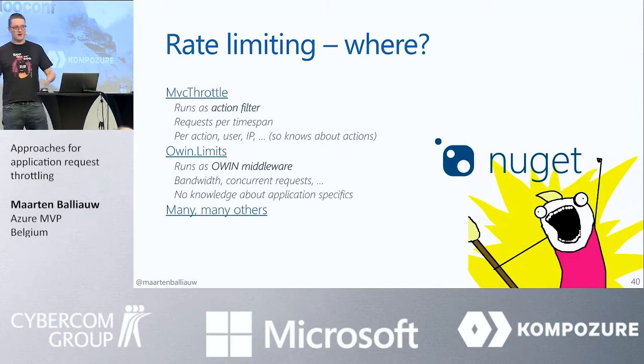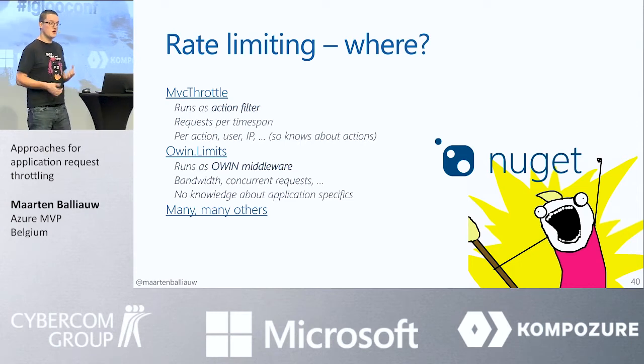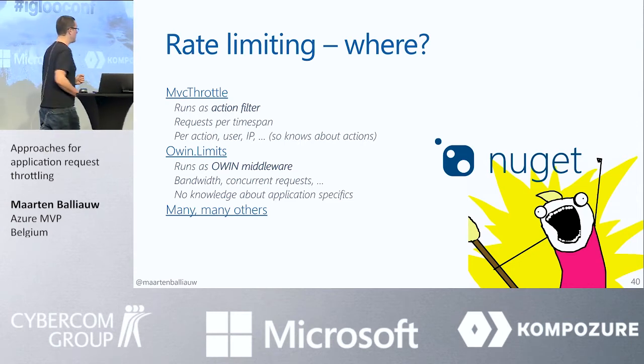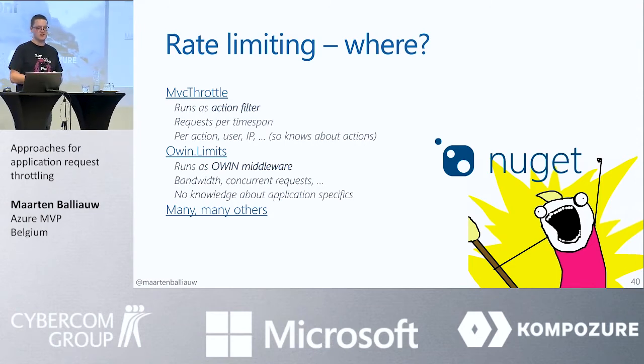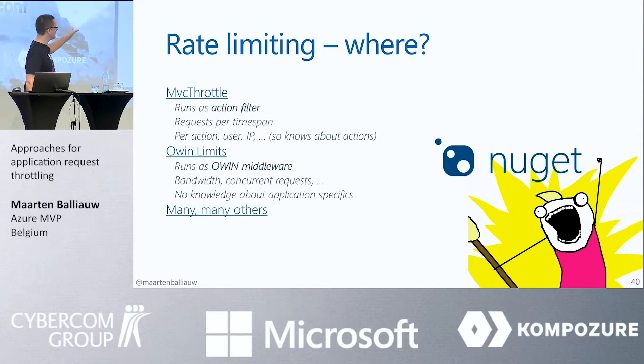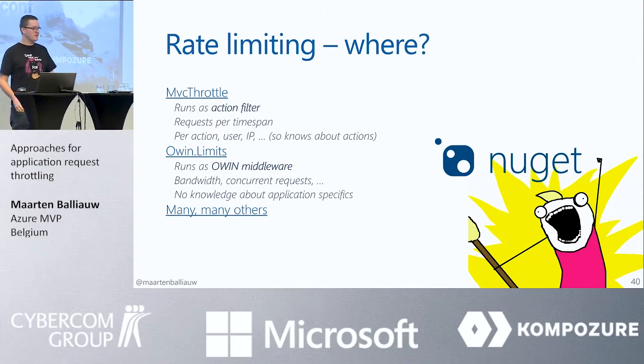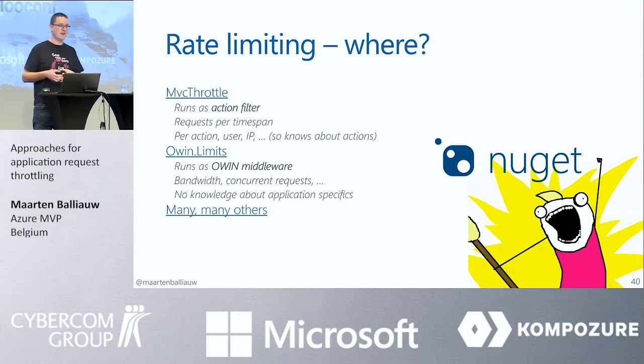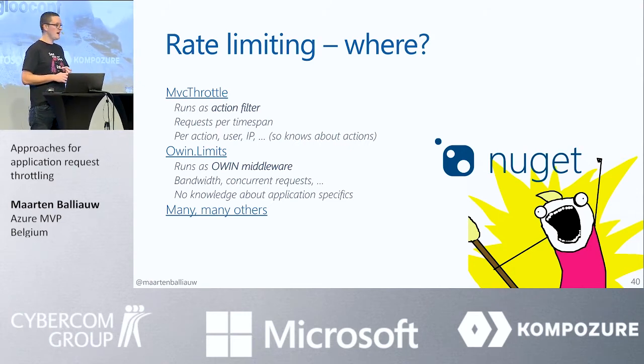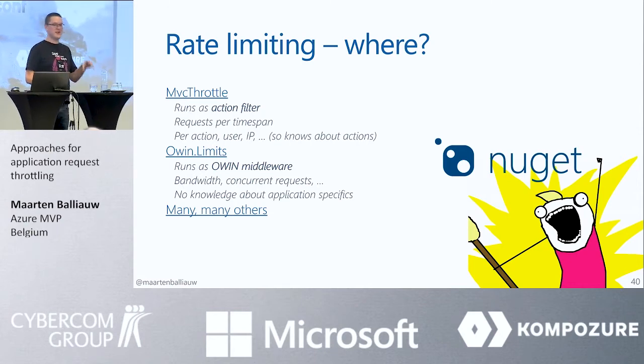If you are a typical developer like I am, you typically go to NuGet, you search for throttling or limiting or whatever, and you end up with many, many NuGet packages. A couple of nice ones are MVC throttle, which is an action filter that you can add to your MVC application or Web API application, and they will run the filtering when an action executes and when an action finishes. That's really in the application inside the MVC framework that you are doing the limiting.